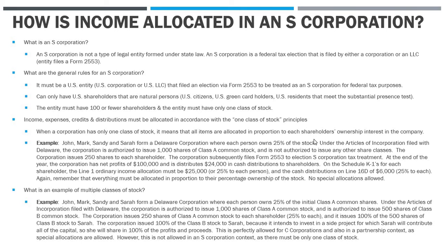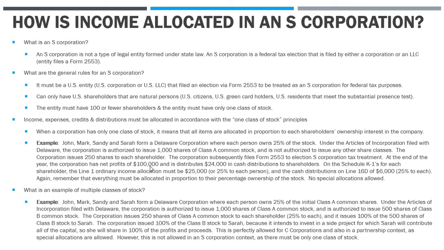Now, under the Articles of Organization that was filed with Delaware, the corporation is authorized to issue 1,000 shares of Class A common, and it is not authorized to issue any other types of shares, right? So no Class B, Class C, Class D common, no preferred shares, none of that. It's just straight Class A common stock, period.